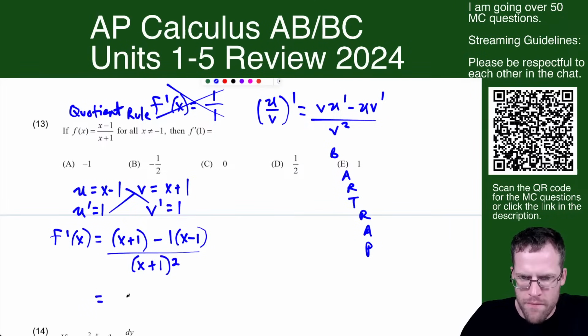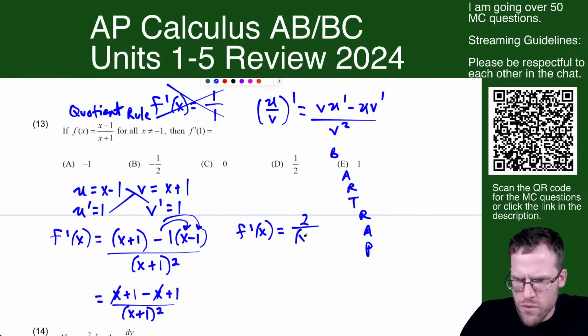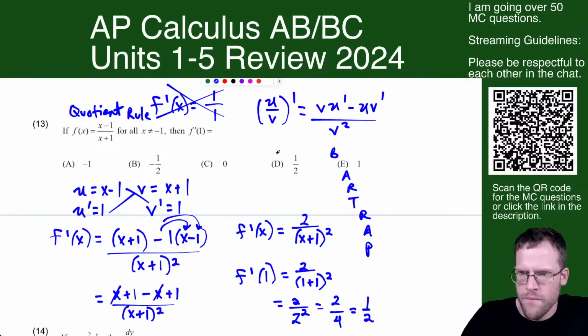So this, if we want to simplify, is x plus 1 minus x plus 1. See, I'm distributing here. Distributing the minus. And now x minus x cancels. And we're over x plus 1 squared. So simplified, f prime is 2 over x plus 1 squared. Okay, so f prime of 1 is 2 over 1 plus 1 squared. All right, 1 plus 1, first day of school, it's 2, and we're squaring it. We get 2 over 4, which simplifies to a half. Okay, so 13 should be choice D.